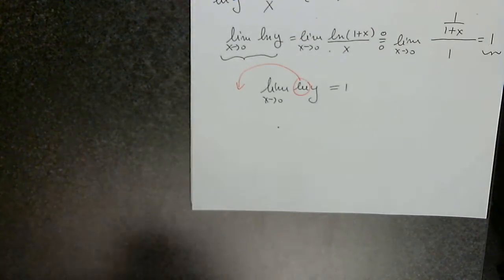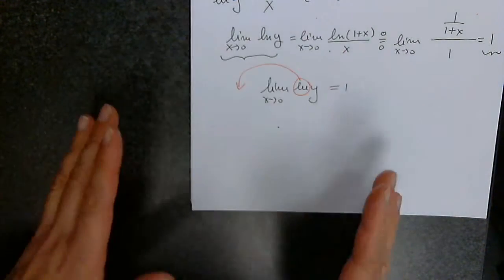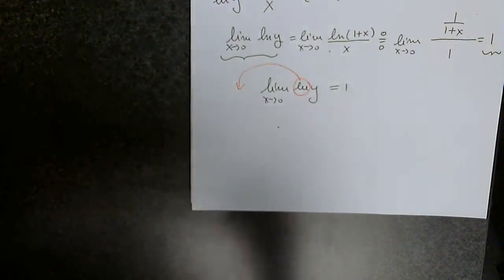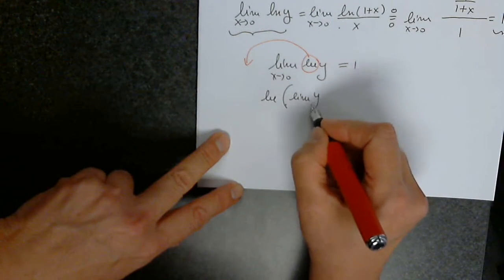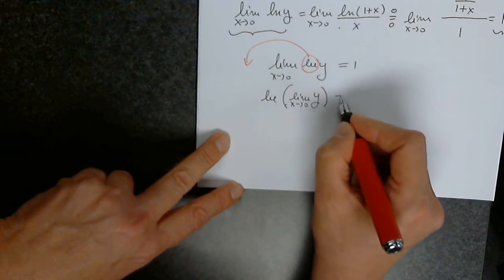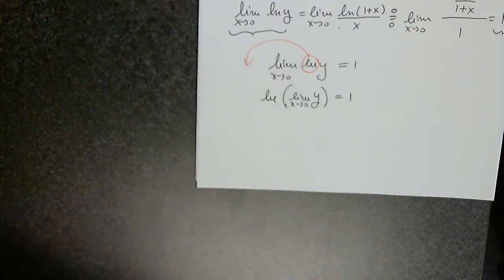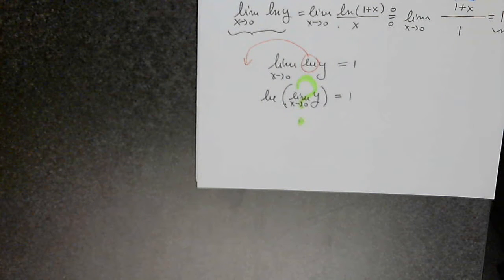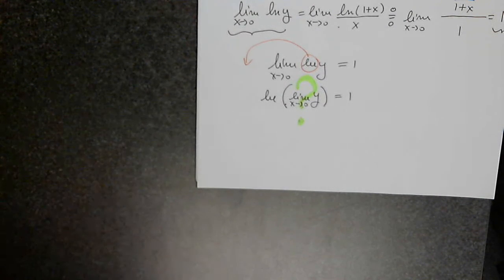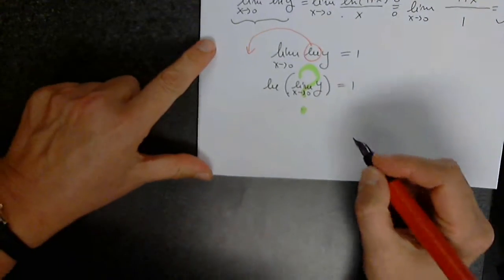If you remember a long time ago, I said, please remember this because I need it a lot. So I'm going to do this: natural log of limit of y as x approaches 0 equals 1. And now I'm going to ask myself, oh, what can this be? Natural log of blah is 1. Natural log of e is 1. Exactly.